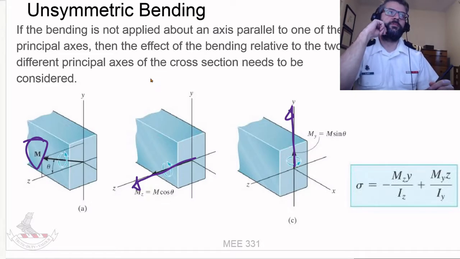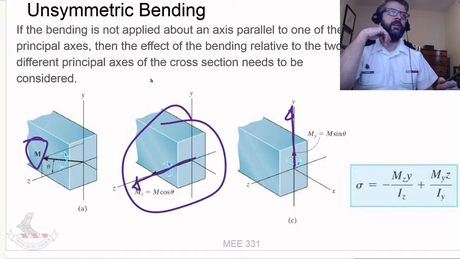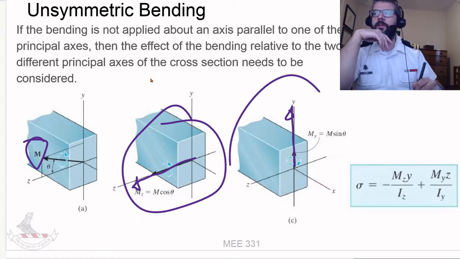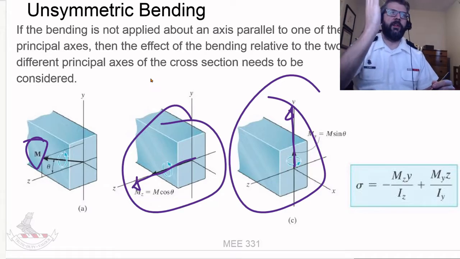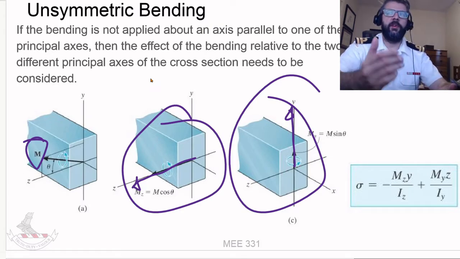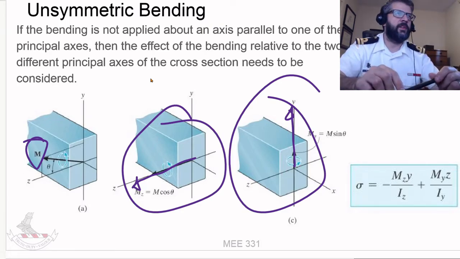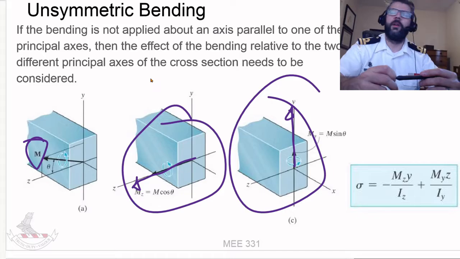And essentially, we just use our principle of superposition here. So if we add up the effects of this moment, which we can calculate using the flexure formula that we just talked about and derived, and this one, which we can calculate using the same formula, just about a different axis, an axis that's perpendicular to the principal axis. So that means that axis is the other principal axis. That's the way that works.